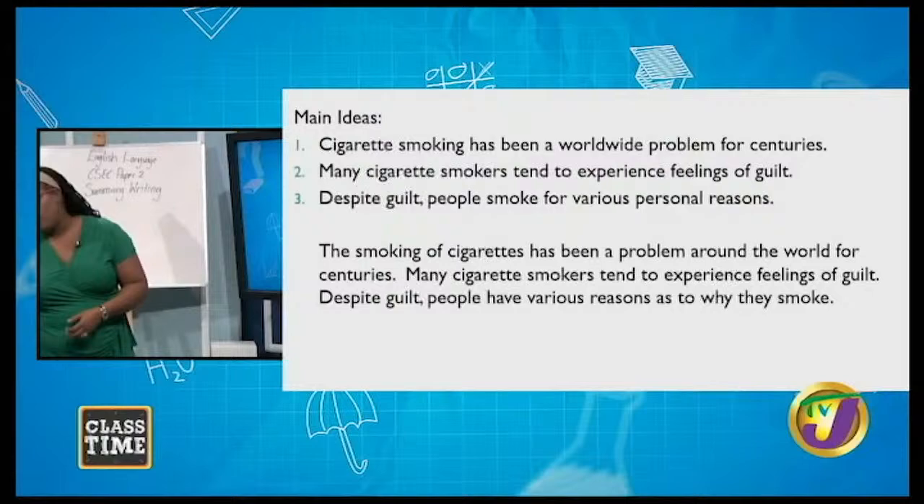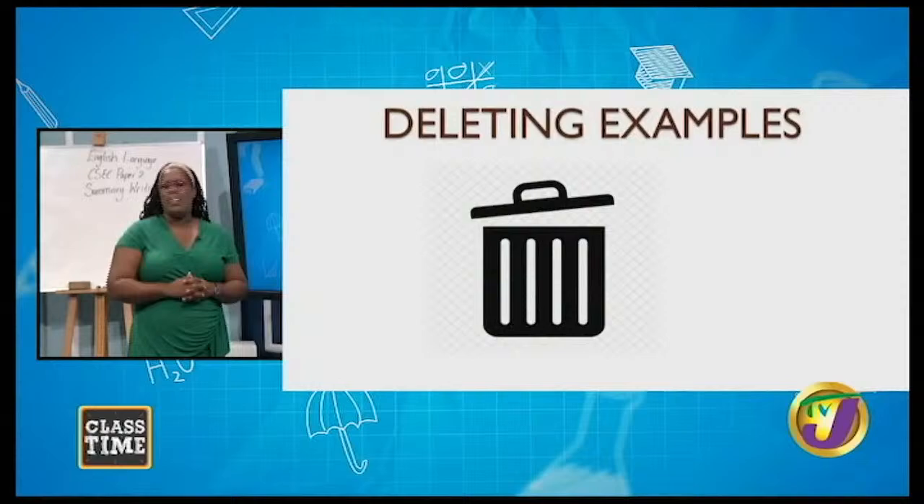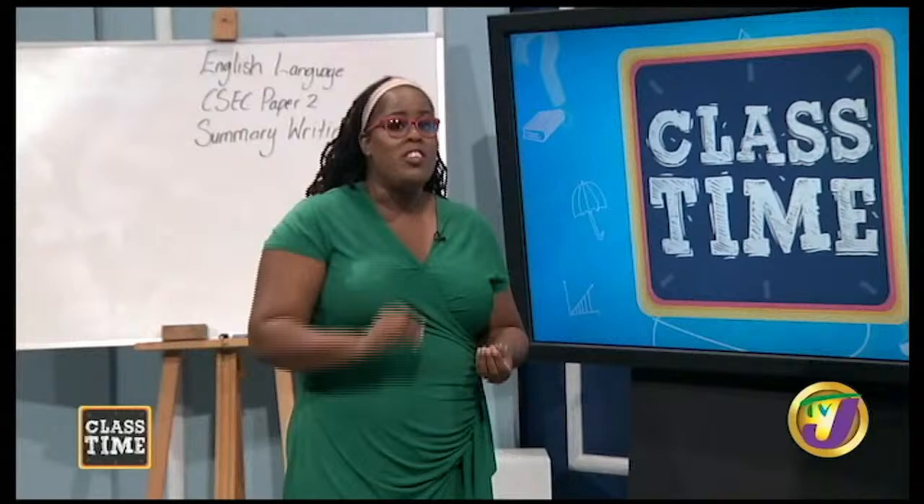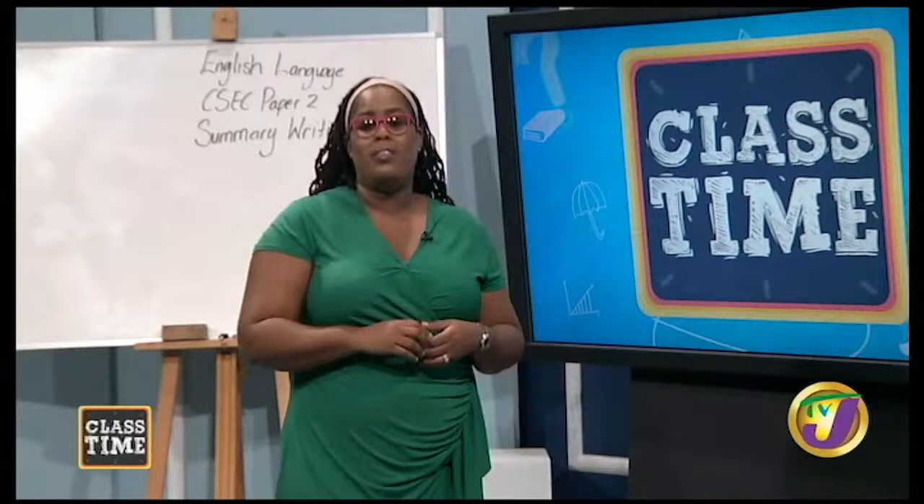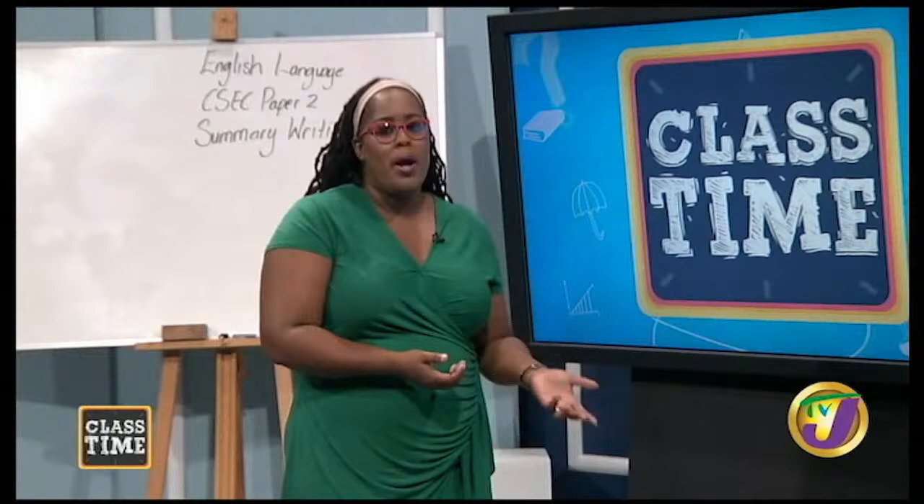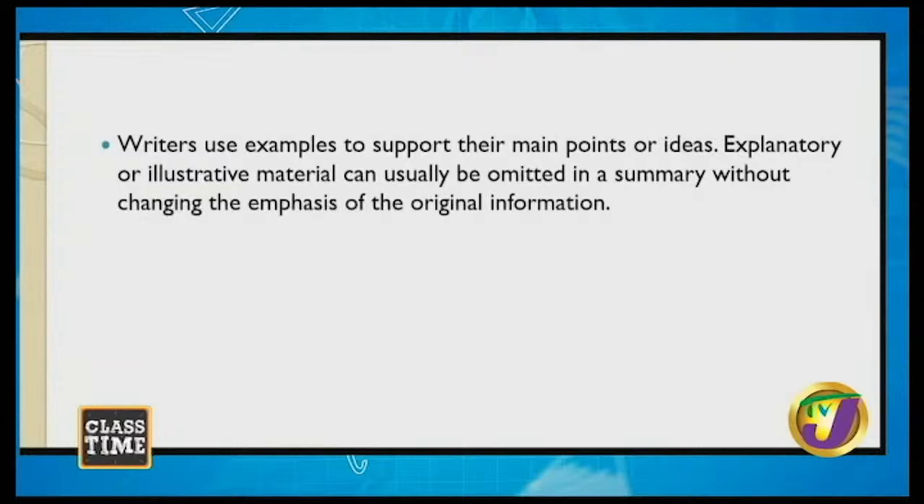All right, so moving on. Now, deleting examples. This is another step involved in summary writing. Now, have you ever read an extract and you realize that they're giving a whole heap of examples just to emphasize their points? That is in the original extract. We don't want that in our summary because most often than not, the summary has a word limit. And for CSEC purposes, you are given a word limit when you are writing your summaries. So there would be no need for including examples in your summaries. Now, writers use examples to support their main points or ideas, just to emphasize the point that they have.